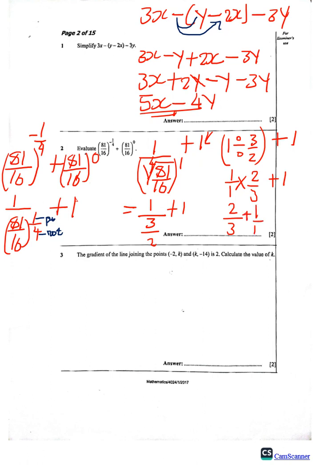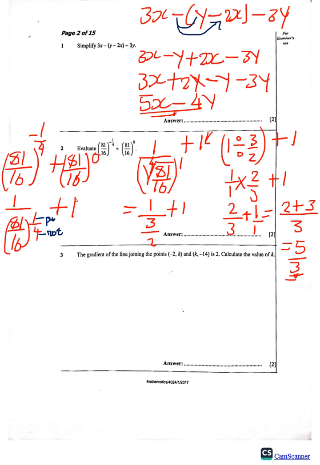So here we can say over 1 so that we find the lowest common denominator, which is 3. 3 into 3 is 1 times 2 is 2, plus 1 into 3 is 3 times 1, that is 3. 2 plus 3 is 5 divided by 3. So that is our final answer for the second question. Now let's move on to question 3. The gradient of the line joining the points negative 2, k and k, negative 14 is 2.